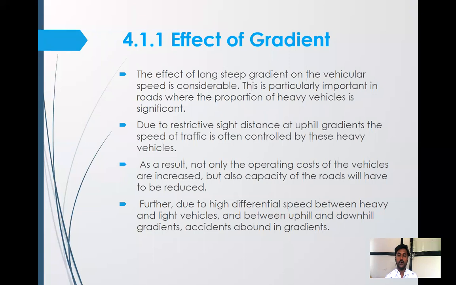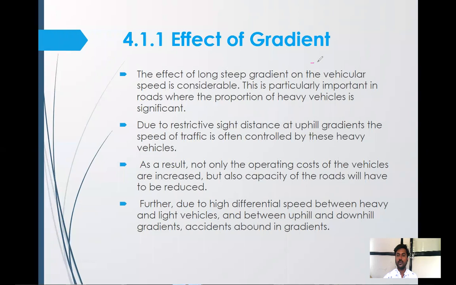Further, due to the high differential speed between the heavy and the light vehicle, and between the uphill and the downhill gradient, accidents abound on gradients. There are very frequent cases of accident on vertical gradients, because there will be an increase in speed whenever we are going downhill, and an obstruction of the sight distance whenever we are climbing the road. If there is a sudden fall, there will be an increase in the speed, and it will take too much time to stop the vehicle.